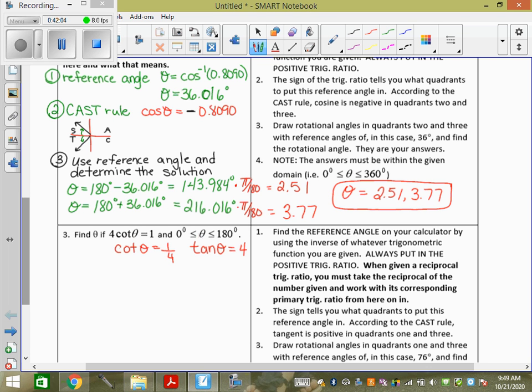Reference angle, CAST rule, get my answers. So in transformations, I told you it has to be y equals, and I have to have a 1 in front of my x, or I'm going to mess up. In trig solving, what I'm going to tell you is, you need to have it in sine, cos, or tan equals number. And then I can do my 3 steps. Okay? So, now I can do my 3 steps, because I can do my first one, which is reference angle.